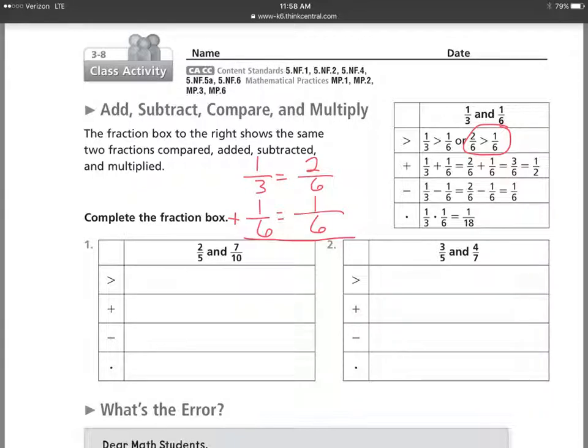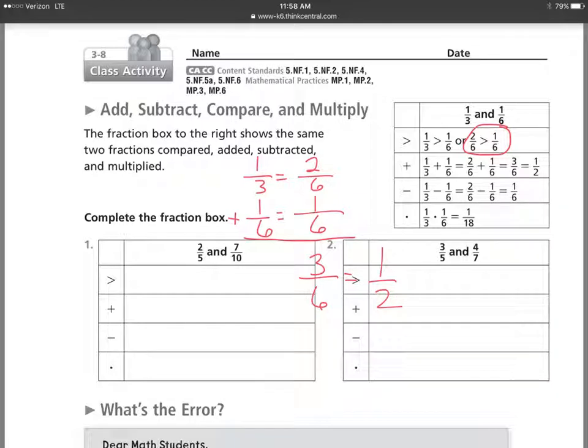Now we can add our fractions. 2 plus 1 is 3. 3/6 is our final answer, which is, when simplified, the same as 1/2. We see that 1/3 plus 1/6 equals 2/6 plus 1/6. That's what we have here, 2/6 plus 1/6, which equals 3/6, which also equals 1/2, and that's what we have down here.